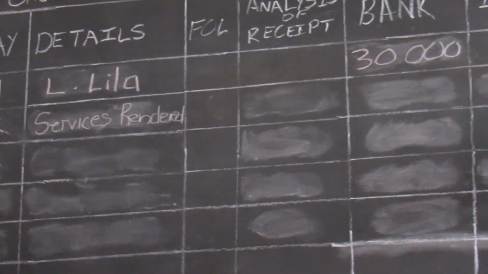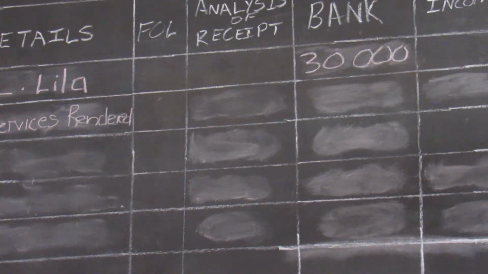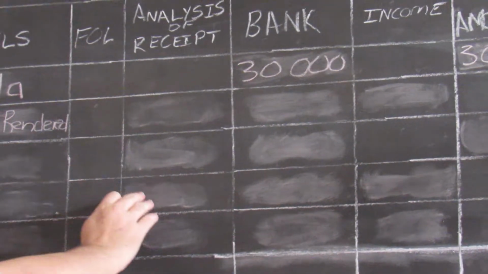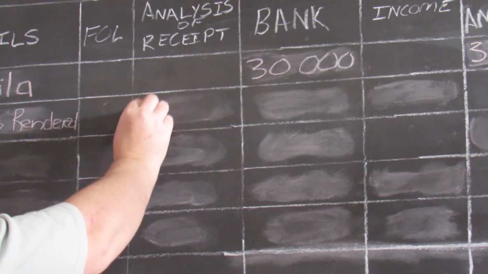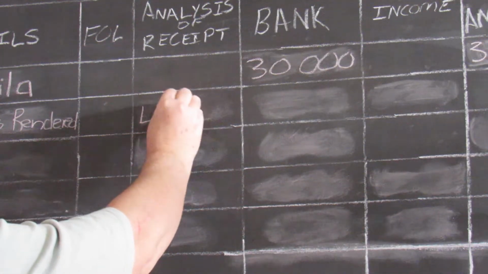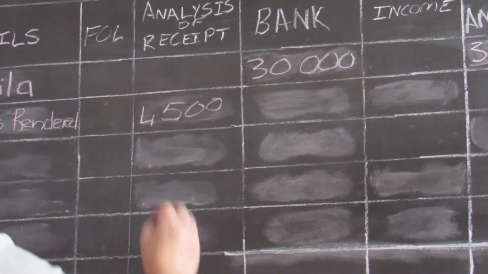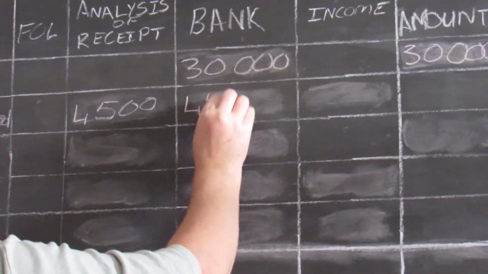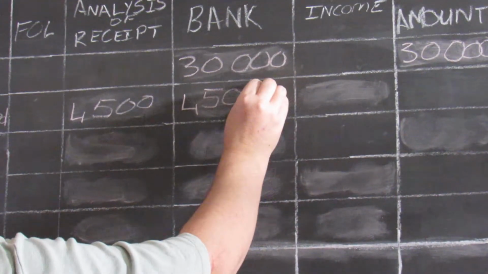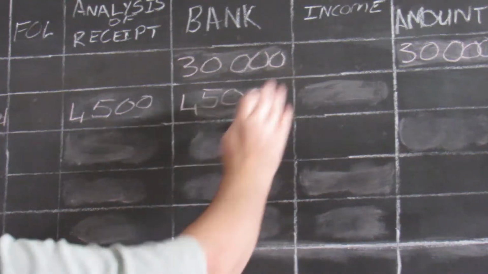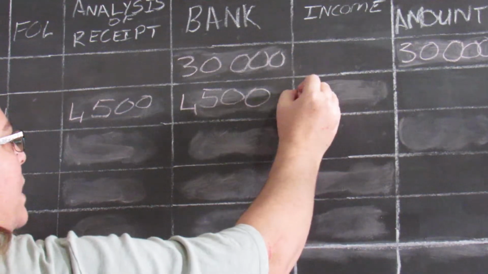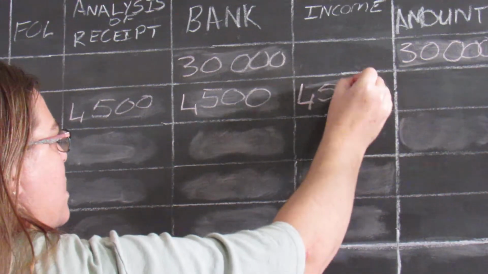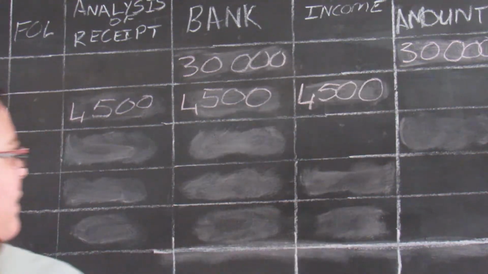Folio will stay blank. Now this money was paid in cash, so it will go into the analysis of receipt as 4,500 Rand. It will go into the bank because we have to deposit the money into the bank. It can't just lie around. And this is in current income because our Lila worked for this money. So someone paid her for her services.